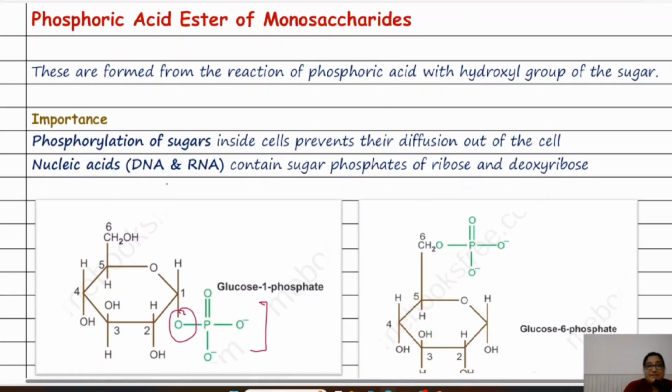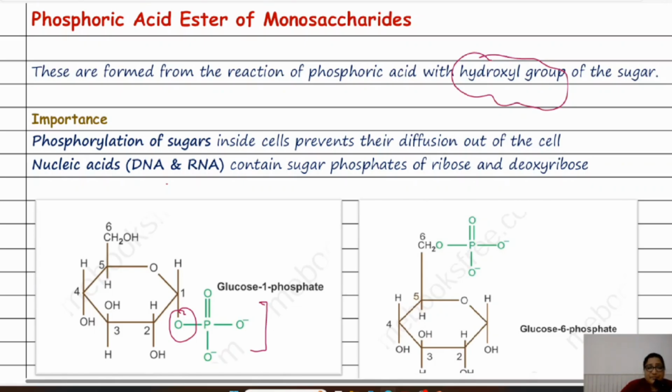So let us now move on to the derivatives of monosaccharides in detail. First of all, we will be starting with the phosphoric acid esters of monosaccharides. We already know that there is an OH group present at the first position of glucose. Whenever the hydroxyl group of the sugar reacts with phosphoric acid, phosphoric acid esters are formed.